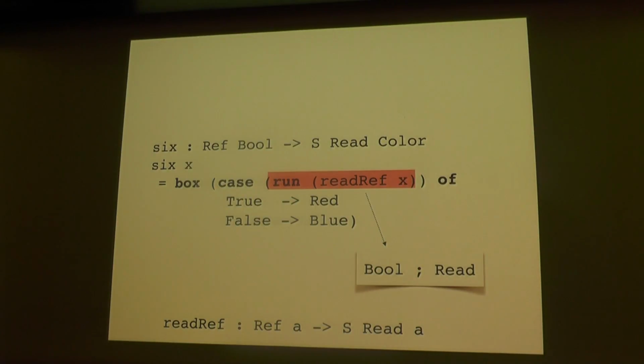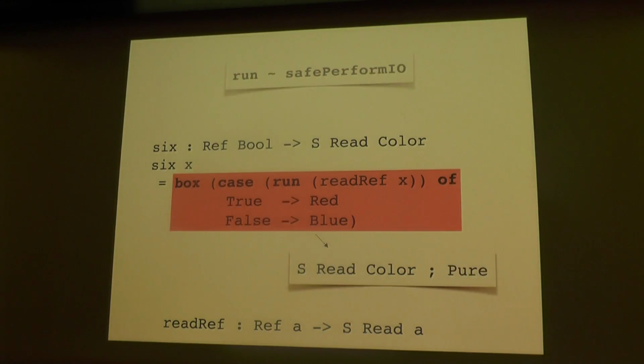This new system, when you perform these computations, remembers what the effect of the computation is, and then you can take an effectful computation and box it back up again and get a type safe result. So run is like safe perform.